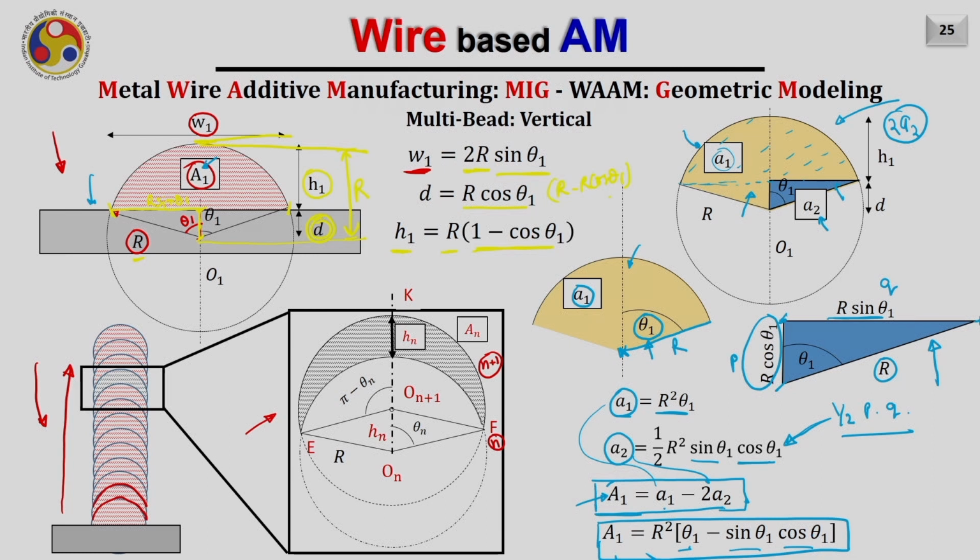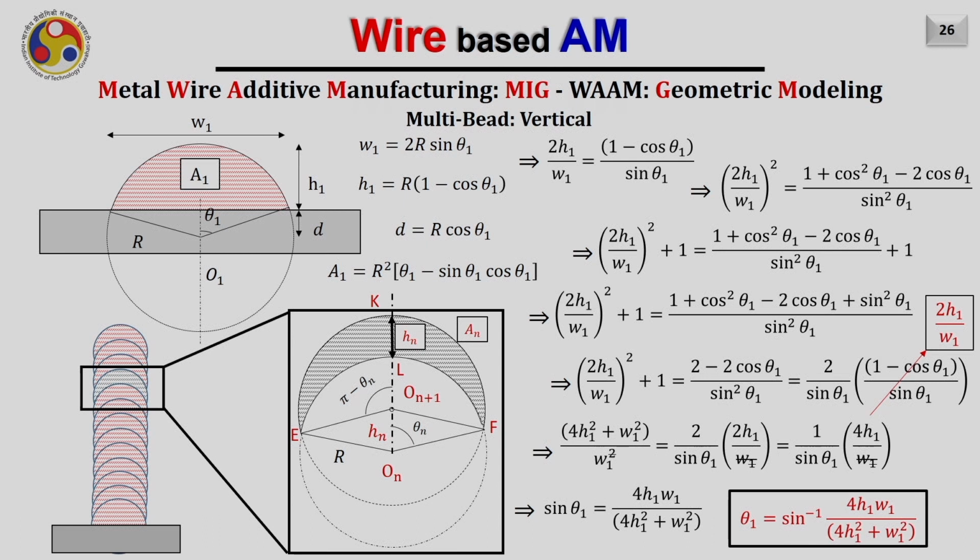It can be noted that we have assumed that the bead shape is going to be represented by a circle, and also that this is deposited on a flat surface. The first bead is deposited on a flat surface. Now, as we have already calculated the expression for A1, you can see that to obtain the value of A1, we should know the value of theta 1. Now, let us try to find out the expression for theta 1.